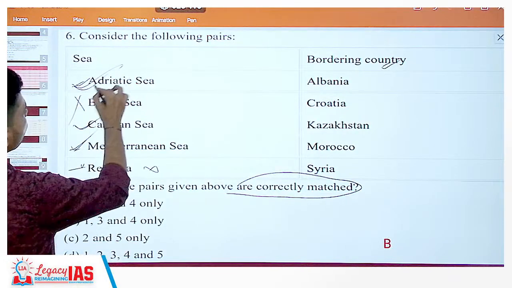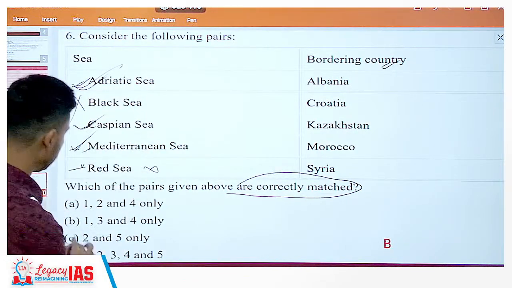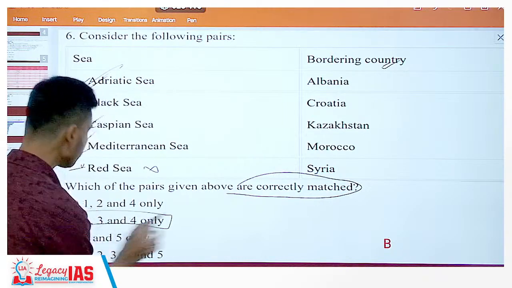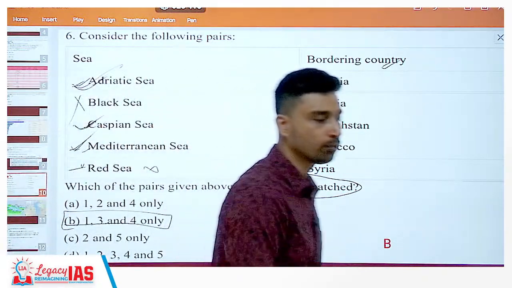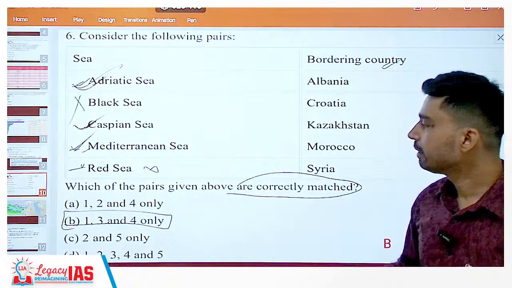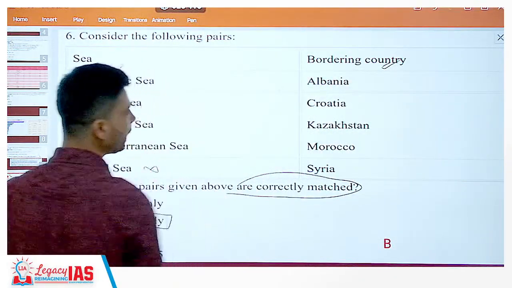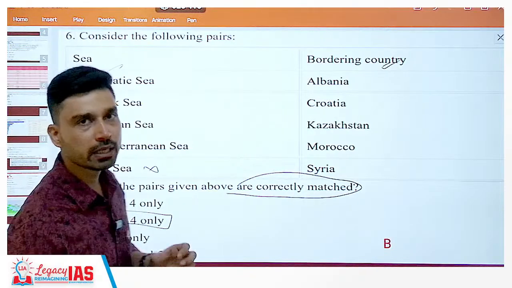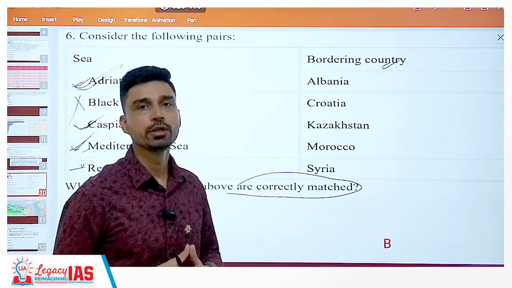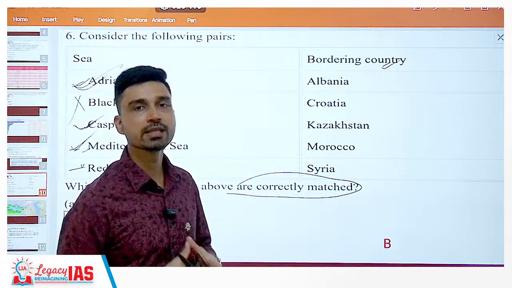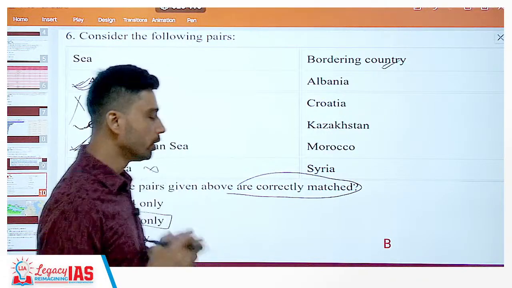So, correct is what? First, third and fourth. That means what is the correct option here? B. 1, 3 and 4, these are the correctly matched options here. That is how I have told you before also, that make sure that you give sufficient time both to study the map of India as well as the map of the world.